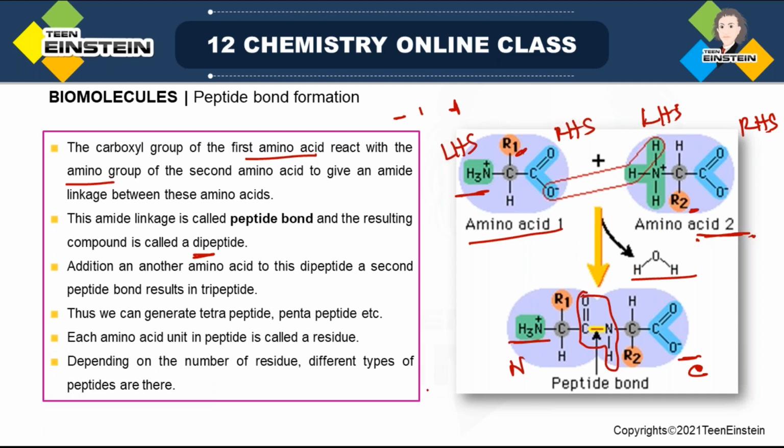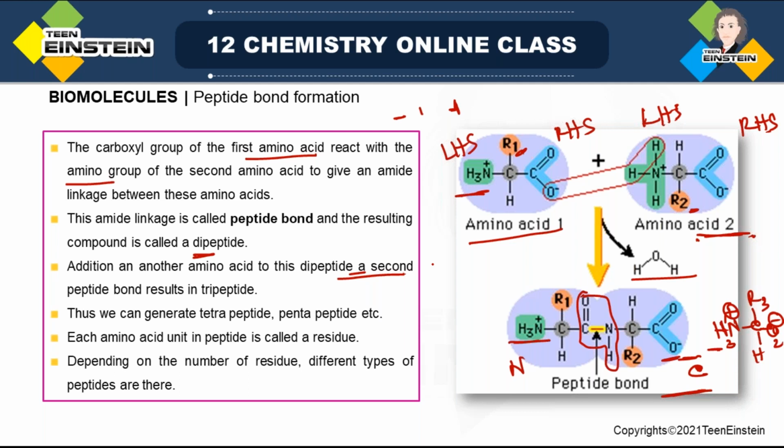Similarly, you can also add another amino acid. Suppose this is a dipeptide and now you are adding another amino acid like this, R3H CO2 minus. Again there will be removal of H and OH, that is removal of water, and you will get another peptide bond. So now there are a total of 3 amino acids. But how many peptide bonds? Only 2. So addition of another amino acid to this dipeptide results in a second peptide bond and you will call it a tripeptide. And in this way you can generate tetrapeptide, pentapeptide.